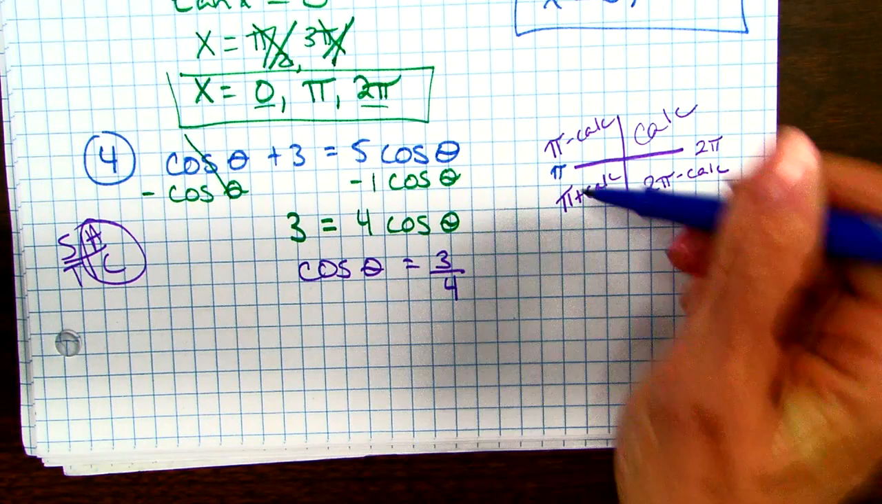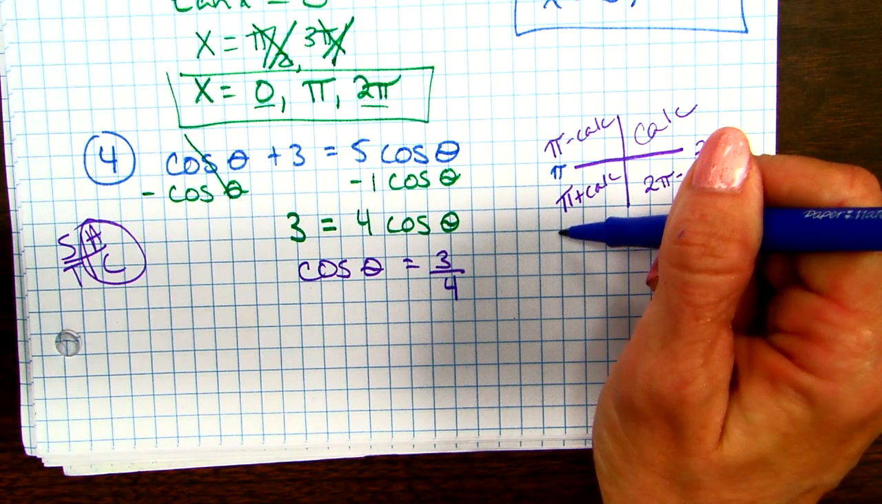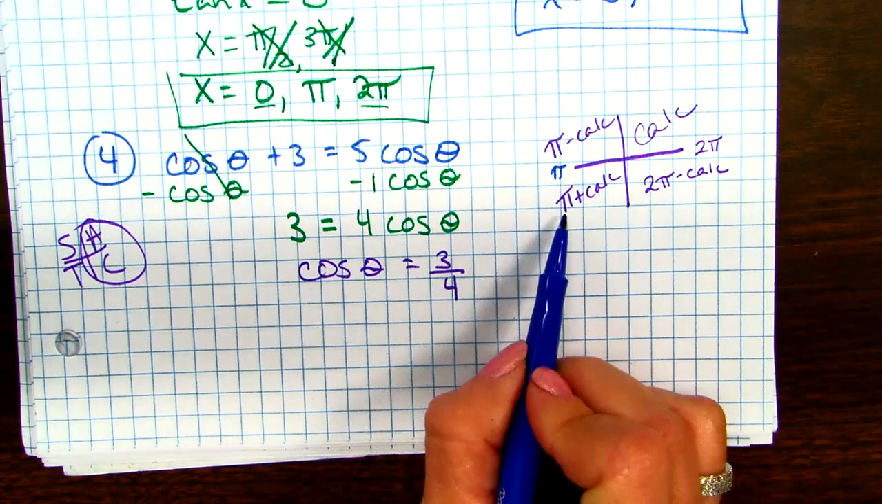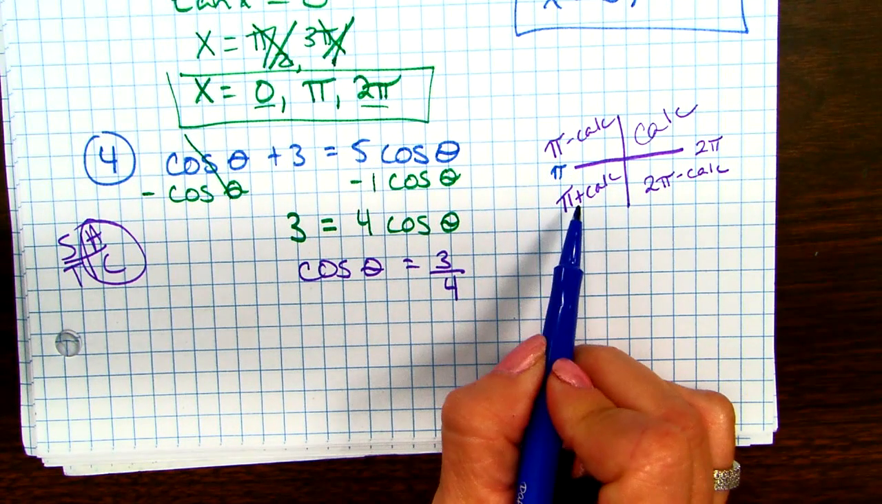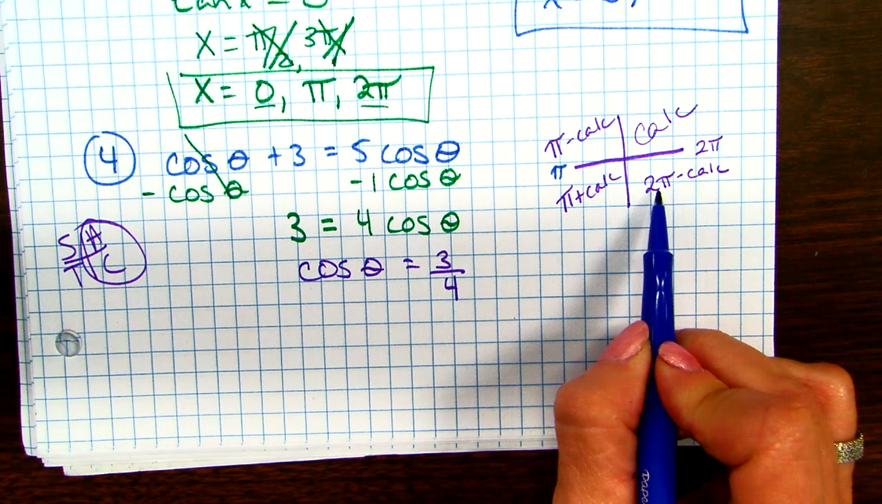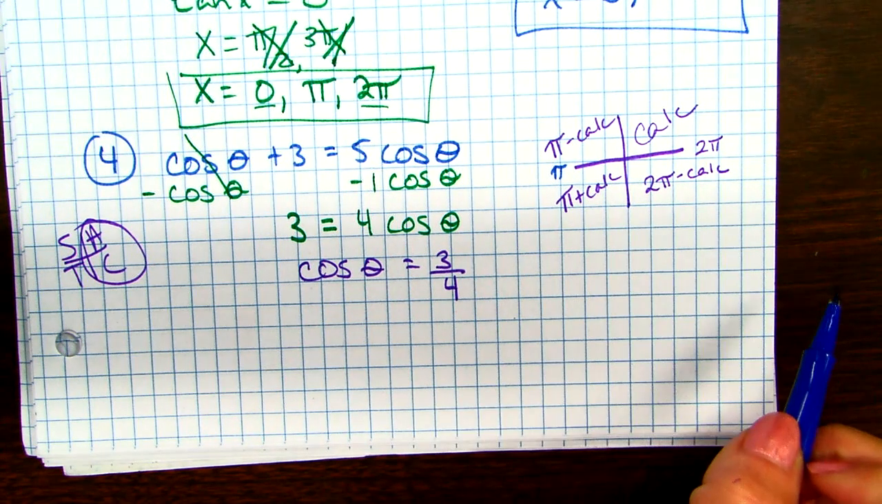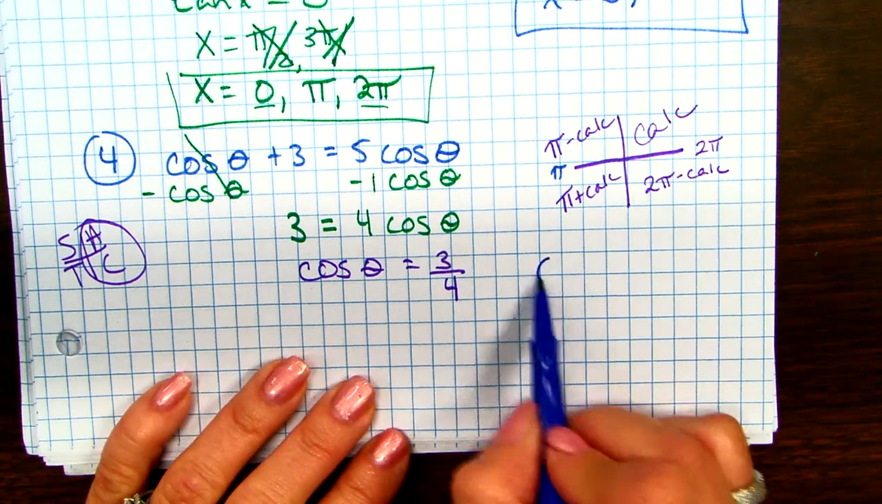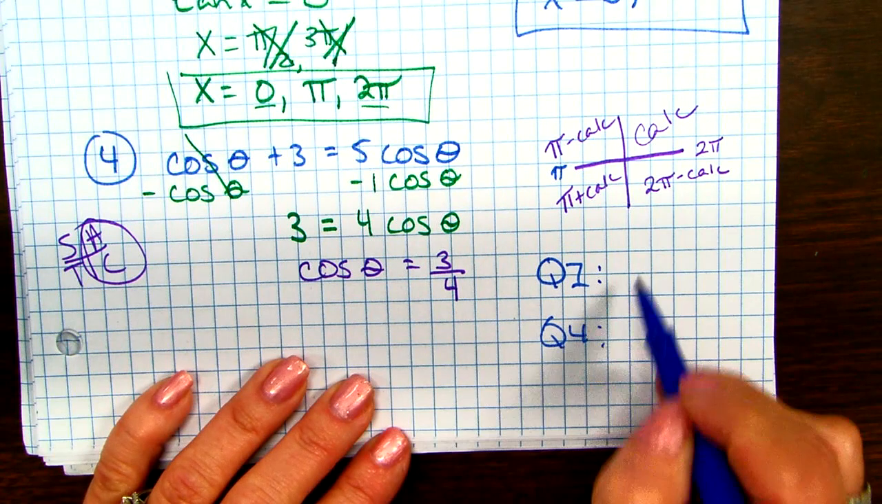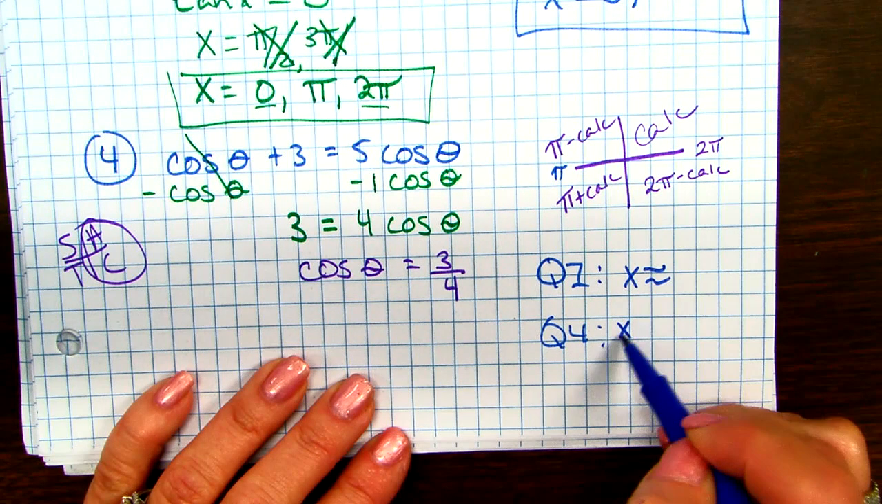And in quadrant 3, you are more than pi, right? 5 pi over 4 is more than pi. So we would add to pi to be bigger than pi. And again, quadrant 4, we want to be less than 2 pi. So it makes sense that we subtract from 2 pi. Okay? So quadrant 1 and quadrant 4 is what we need. And you don't have to write that, but I'm just kind of reminding you.